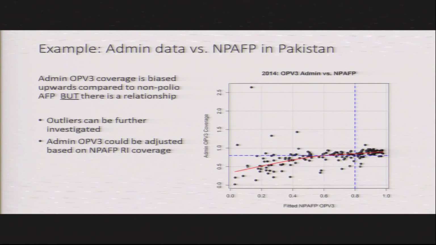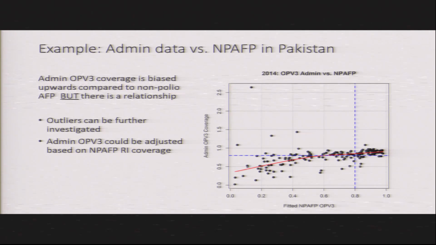So here's an example. The graph on the right shows two measurements of the same underlying quantity. One from an administrative data source. On the y-axis is your administrative 3-dose polio vaccine coverage in a specific district in Pakistan for a specific year. And on the x-axis is the same quantity inferred from disease surveillance. When you do disease surveillance and you're looking for cases, you also ask these patients how many doses of vaccine they've received.